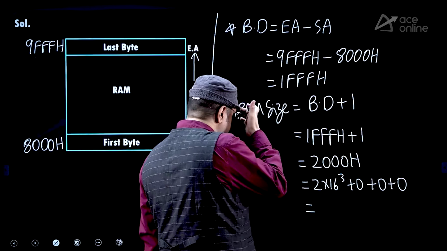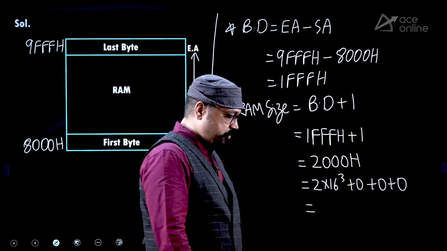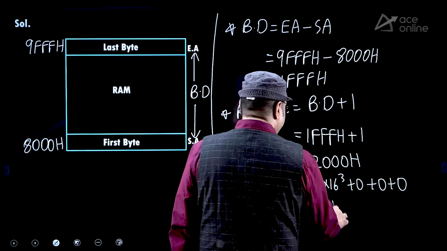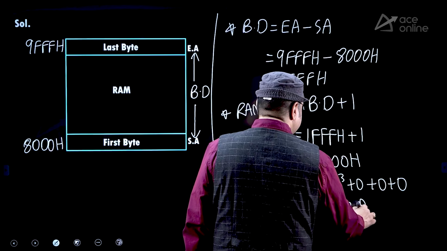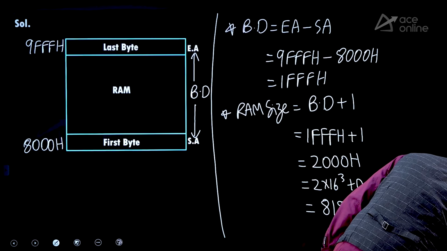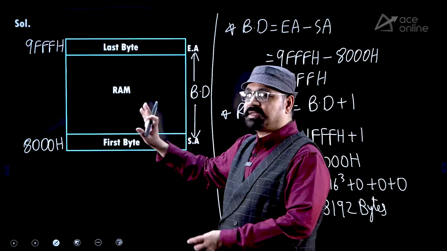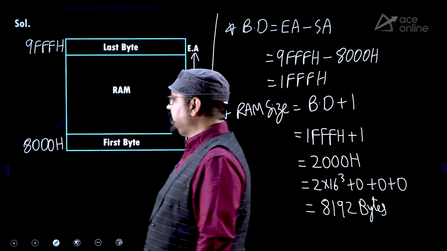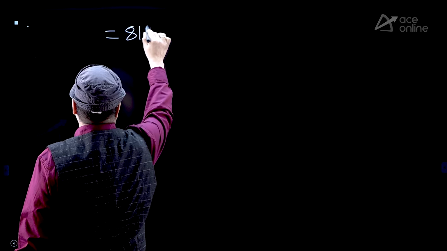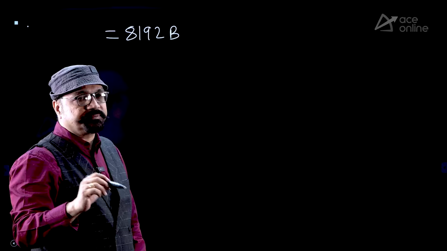Let's calculate what is 2 into 16 to the power of 3. If you calculate, you will find it as 8192 bytes, not bits. This memory has 8192 bytes. How that is organized is a different story. In different ways, this information can be given. I am continuing further. 8192 bytes is the answer. Anyway, B stands for bytes, not bits.